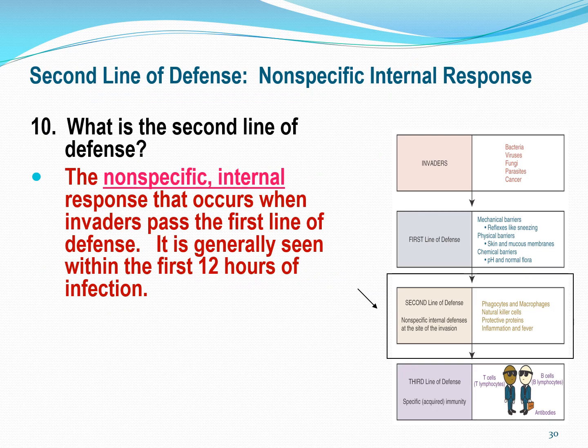Okay, now we're going to move on to the second line of defense. So what is the second line of defense? The non-specific internal response that occurs when invaders get past the first line of defense. It is generally seen within the first 12 hours of you being infected.